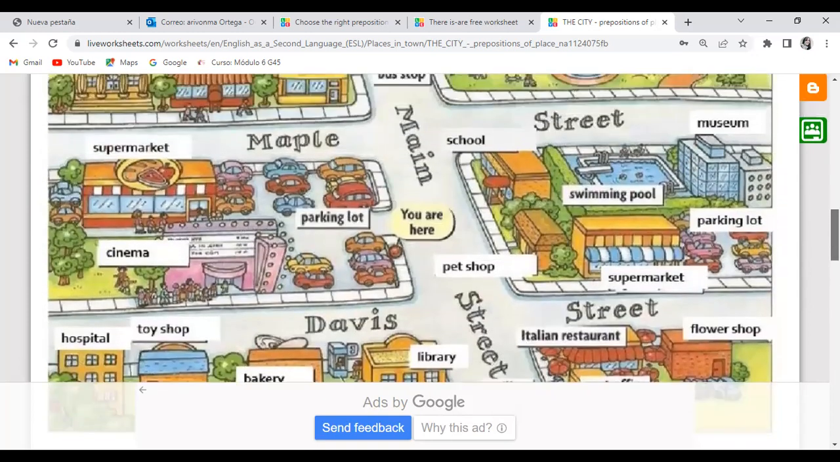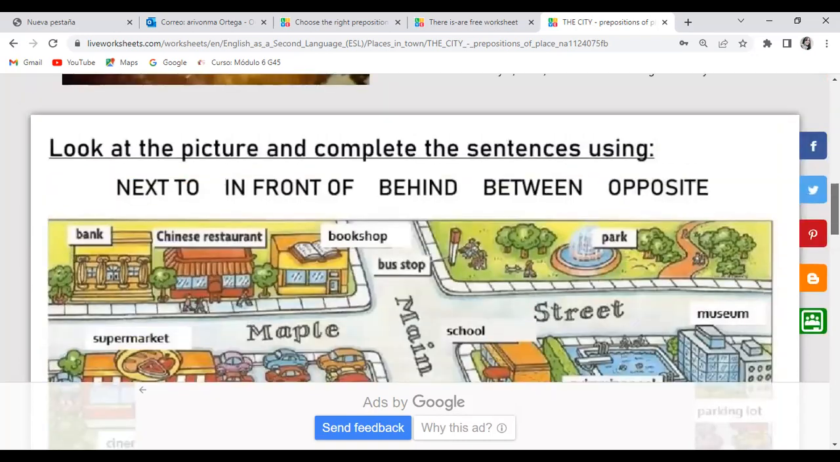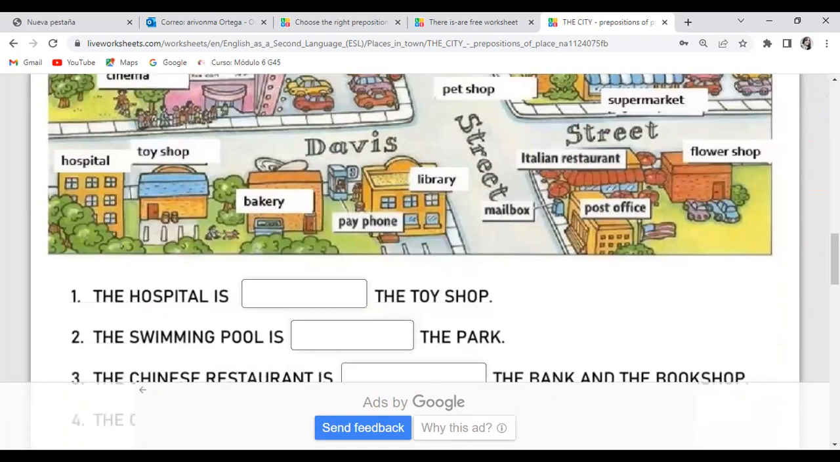So what you have to tell me, guys, you are going to use the correct preposition to tell me where these places are in the map, okay? That is the purpose of this exercise, using the prepositions to tell me where the places in this map are. Let's start with the first one. The hospital is the toy shop. Let's identify the hospital. The hospital is this orange building over here.